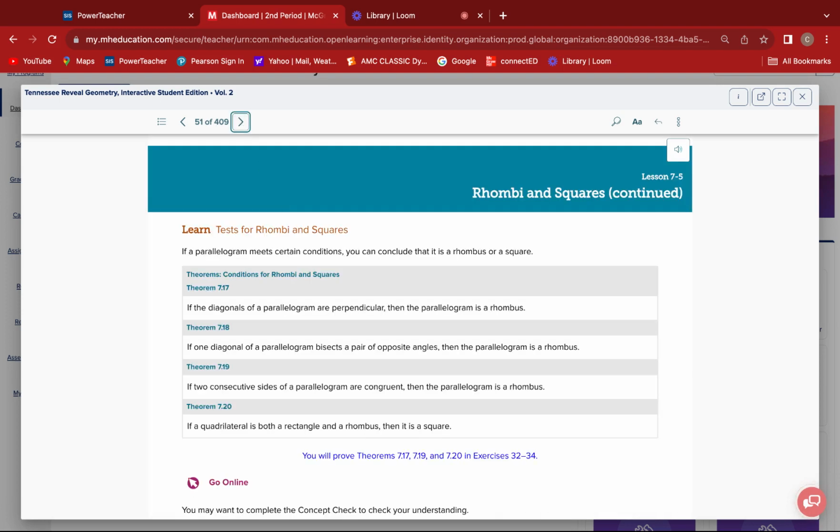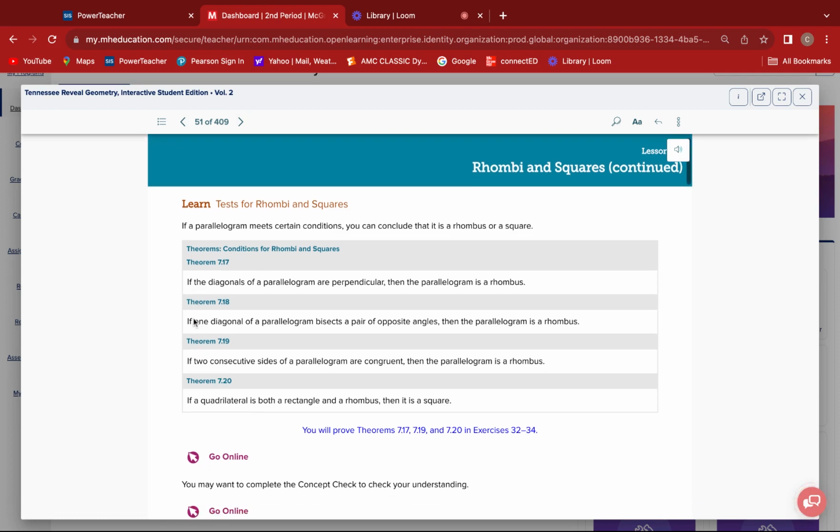In your workbook. All right, so we got a test for the rhombus and square. If the diagonals are perpendicular, then it's a rhombus. Well, the diagonals can be a square. If the diagonals of a parallelogram bisect a pair of opposite angles, then it's a rhombus. Same thing for the square. If two consecutive sides of a parallelogram are congruent, then it's a rhombus. Same thing for the square.